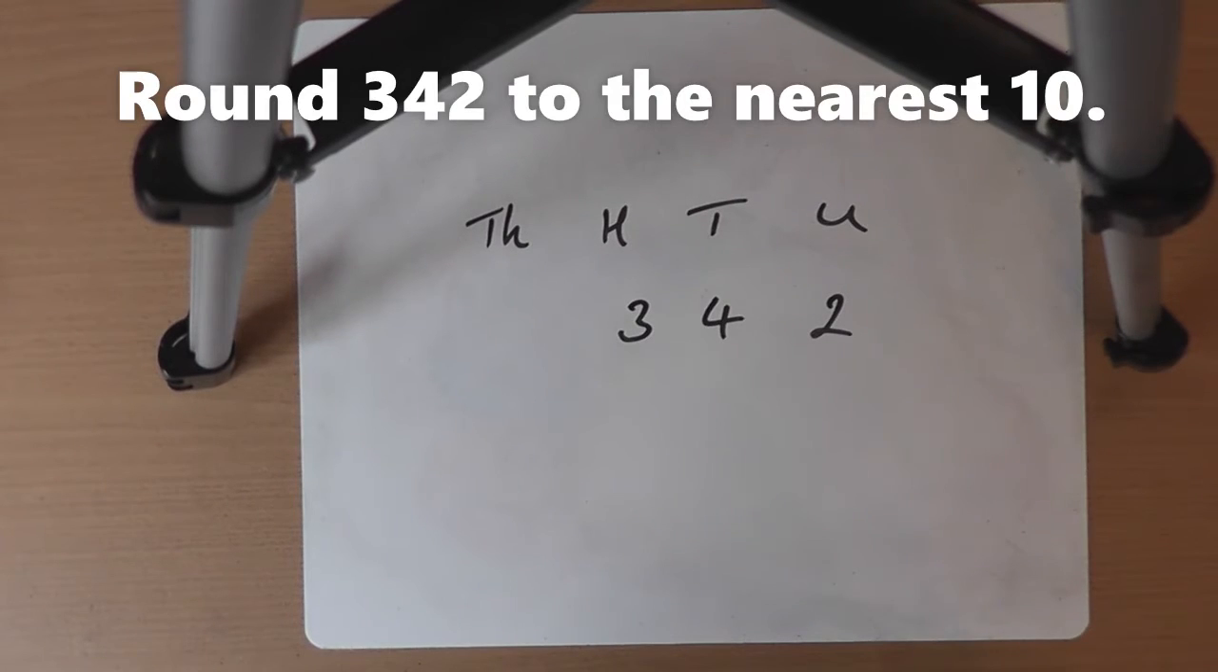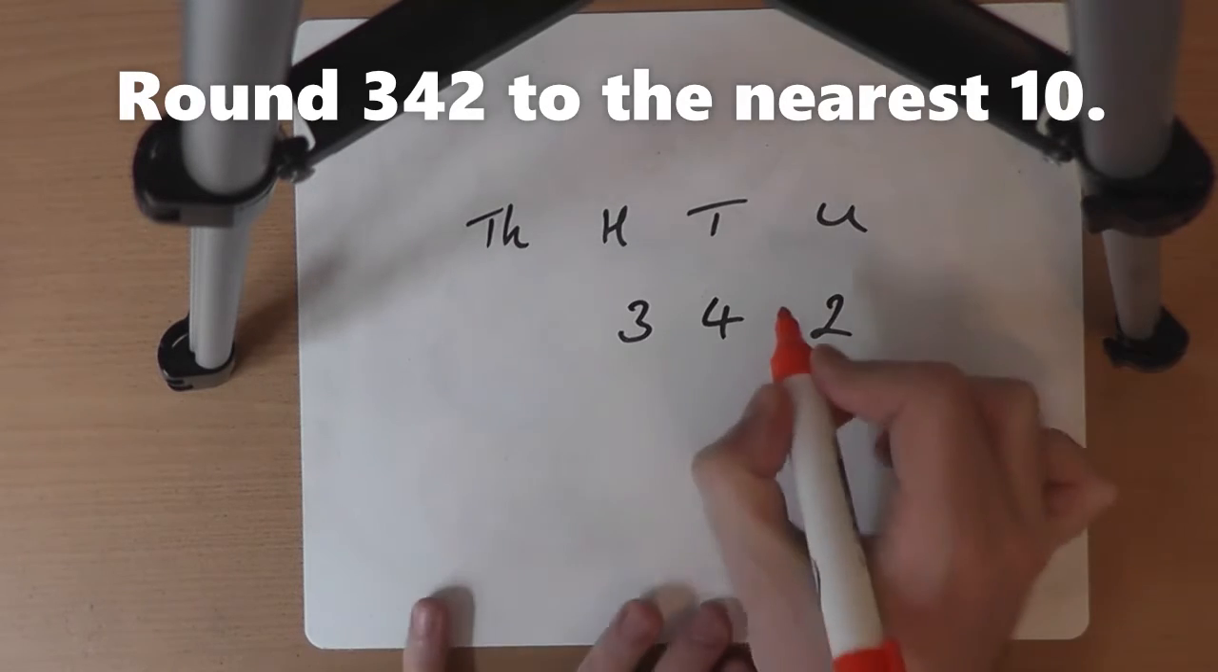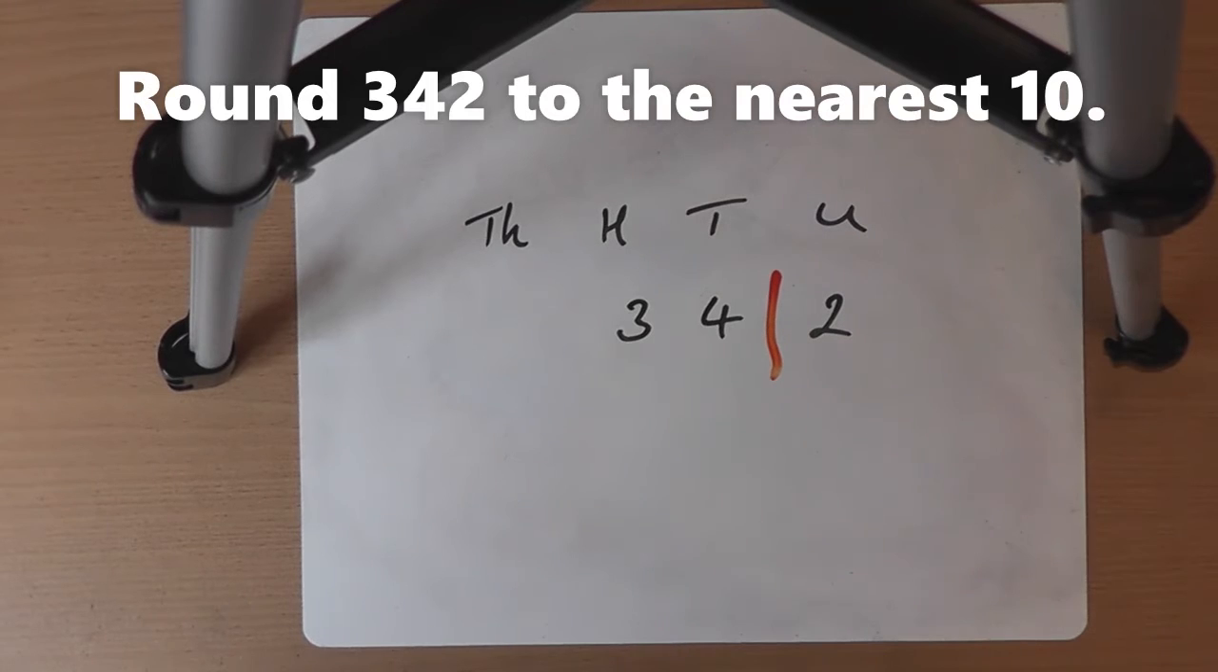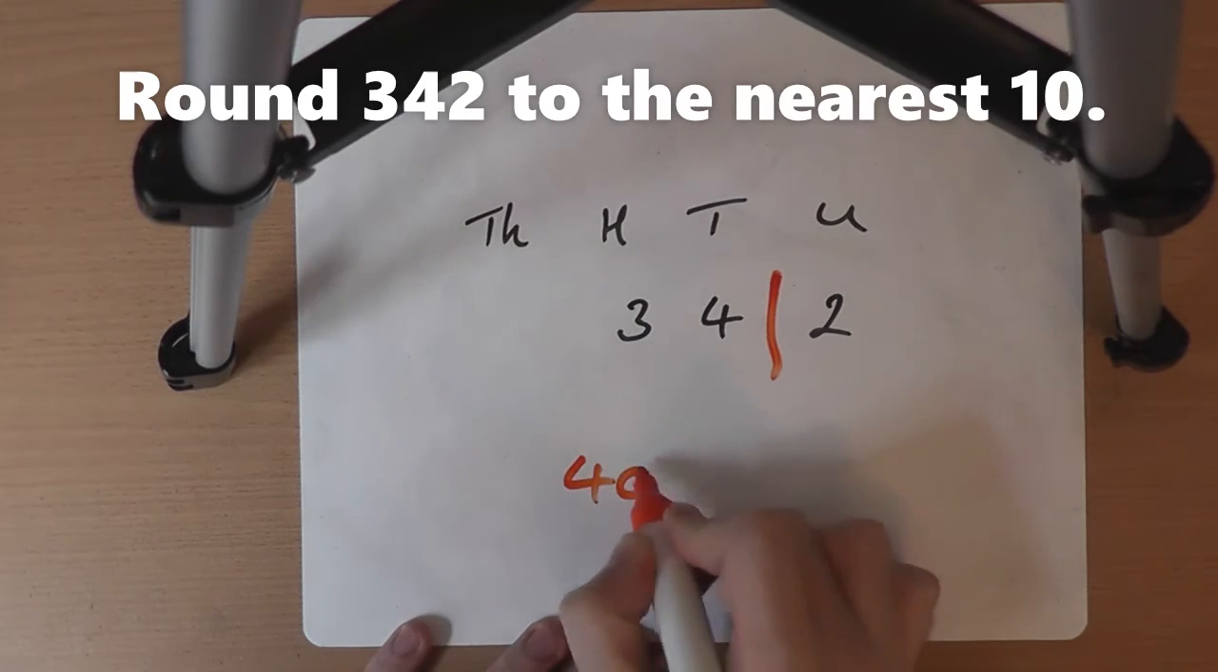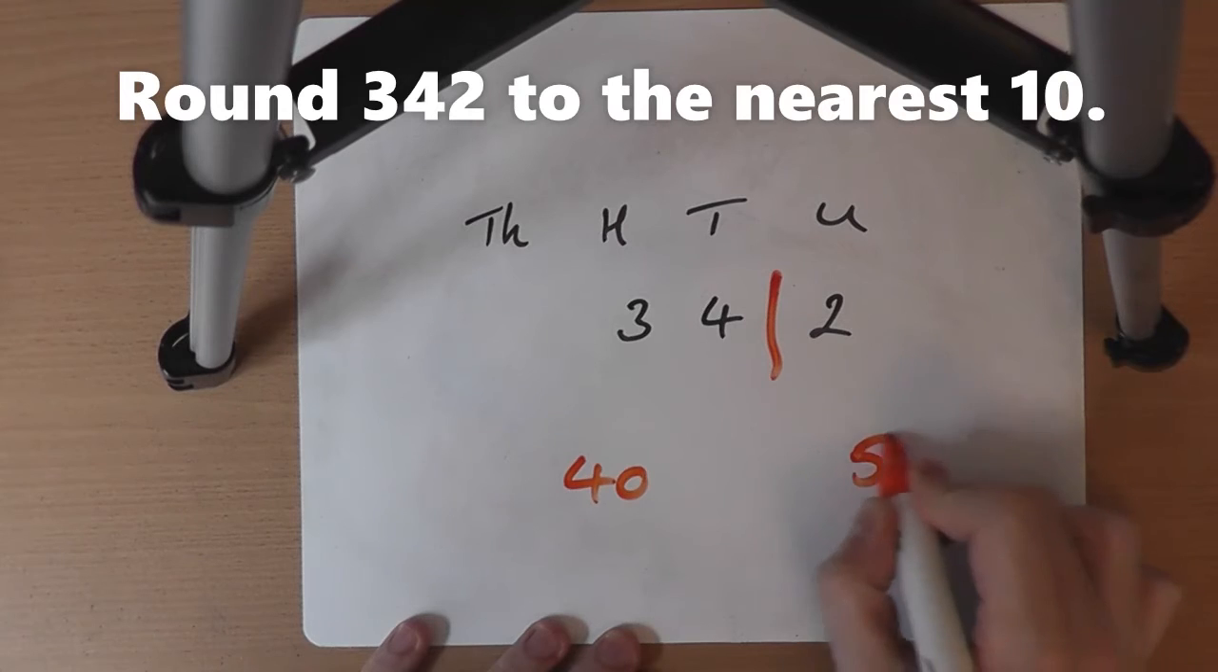Round 342 to the nearest 10. Okay, so this is a hundreds number this time, but we are still rounding to the nearest 10. The fact that there is a hundreds digit in there doesn't change anything about what we're going to do. We're rounding to the nearest 10, so we put the split line in after the tens number. The tens number is the one that's either going to stay or change. So it is either going to stay as a 4 tens and 40, or it is going to change to be a 5 tens and 50.